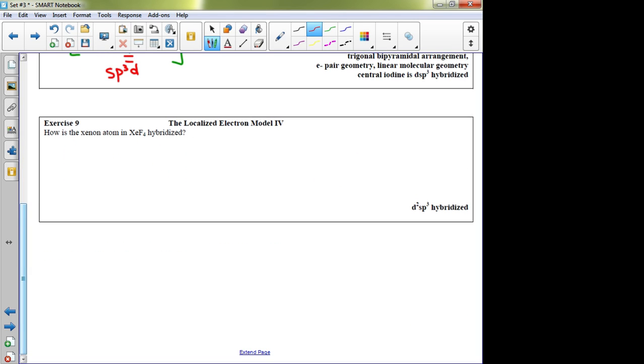Alright, and then exercise 9 says how is the xenon atom hybridized? I'll draw xenon for you. Xenon tetrafluoride. Isn't that where it's got 2 little lone pairs? Yep. How many areas of electron density around that xenon? 6. So my hybridization would be sp3d2. Yay. Knowledge.